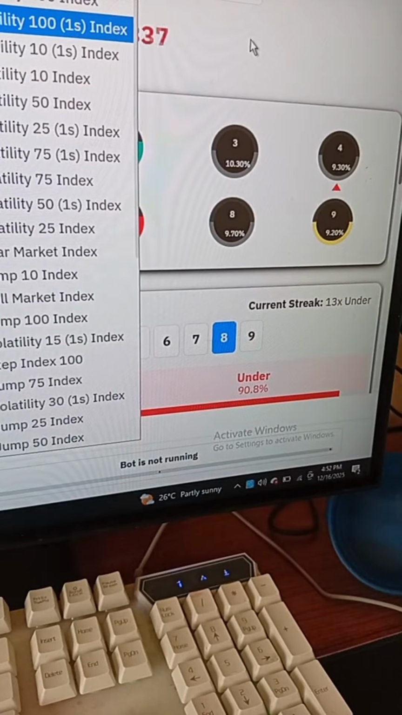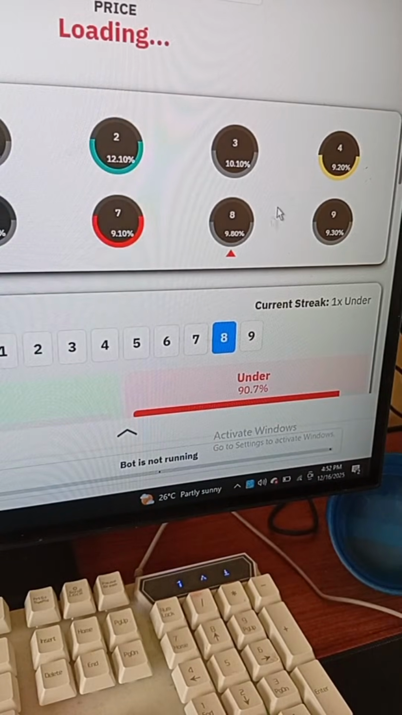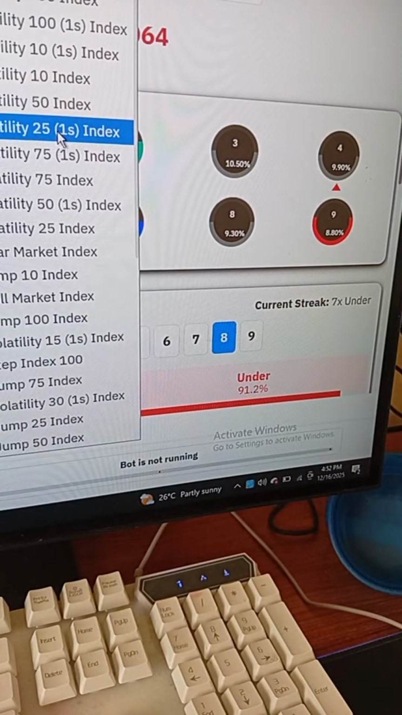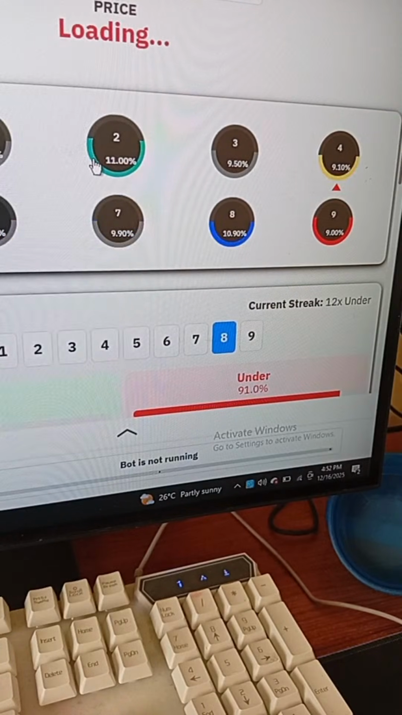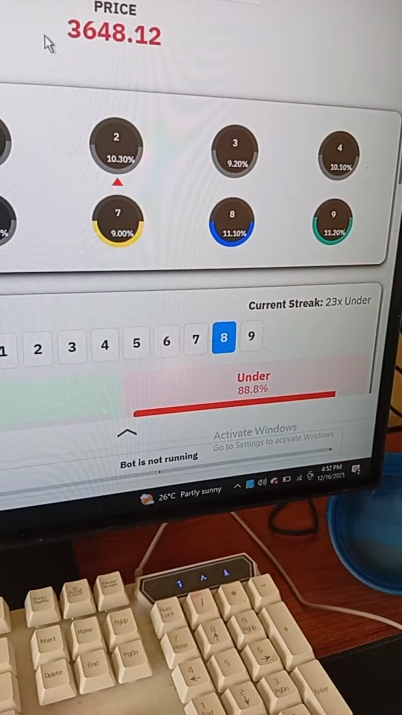Currently, we are trading over 1 and under 8. So please ensure you load your bot and be ready to join us. All right, let me look for another volatility. This one I've seen 8 is gaining a lot of power in the process, and if right now we start trading, we'll be in a bit of danger.